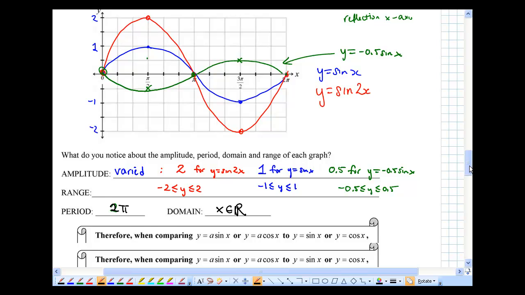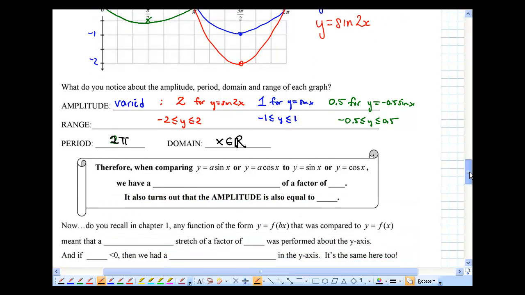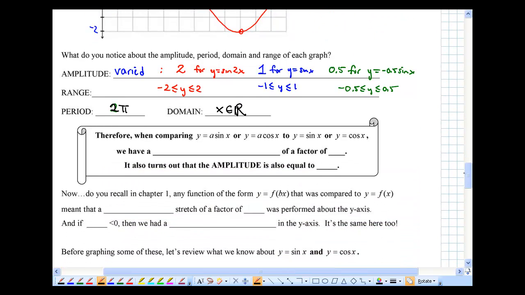Now, as a summary, therefore, when comparing y equals a sine theta or y equals a cosine theta to the regular sine and cosine graphs, what do we have? Well, we have a vertical expansion or compression. I'll just call it a stretch for now, of a factor of a. And by the way, this is the new thing. It also turns out the amplitude is also equal to this value of a. Okay?